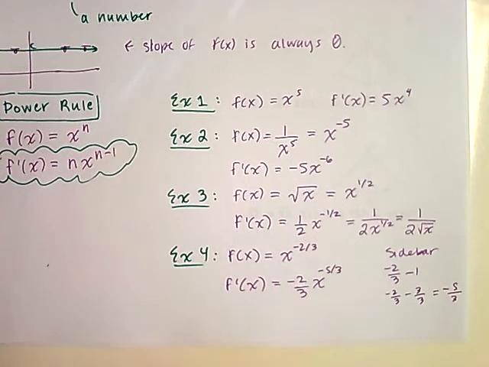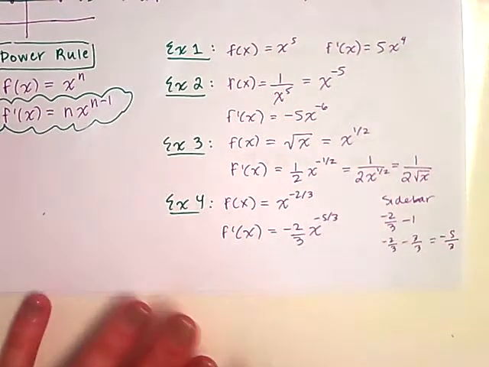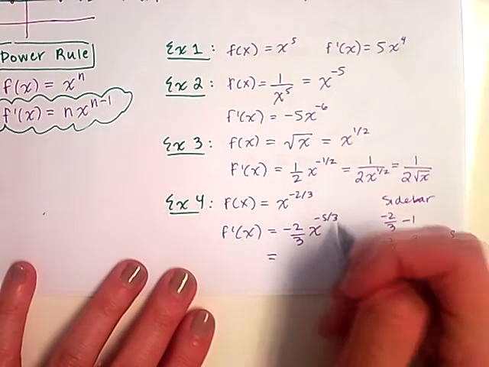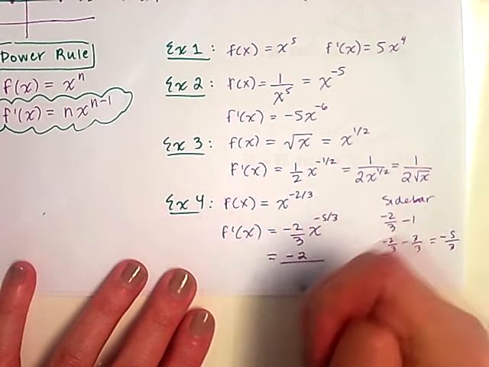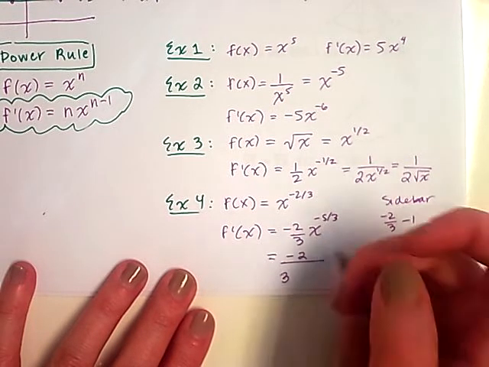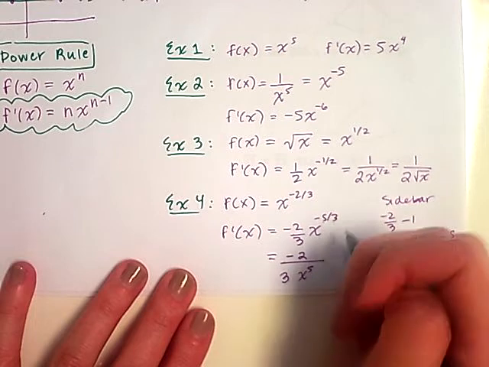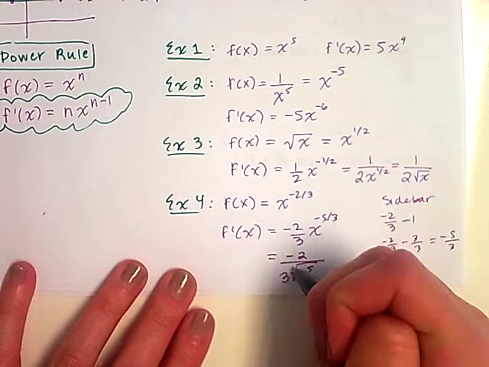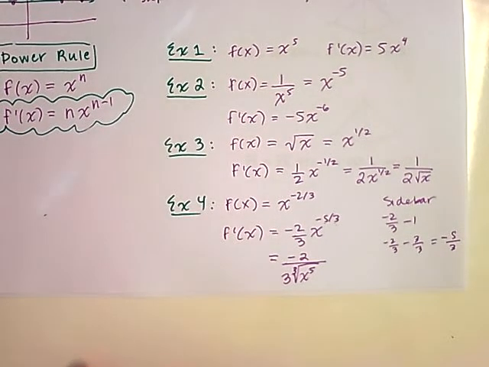Now, if I wanted to rewrite that as not having a negative exponent, and also being as a root, I could write this as negative 2 over 3. Now, the way you deal with these fractions is the 5 is going to stay an exponent, but the 3 is going to become the cubed root. So we get negative 2 over 3 times the cubed root of x to the fifth.